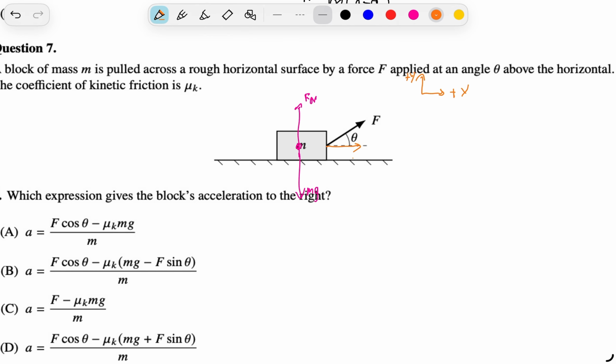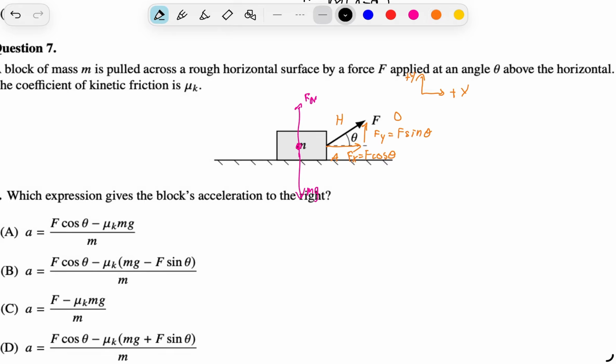So then we can split this force into Fx and Fy. This is going to be your adjacent side, this is your hypotenuse, and this is your opposite. So Fy is F sine of theta, and Fx is equal to F cosine of theta.